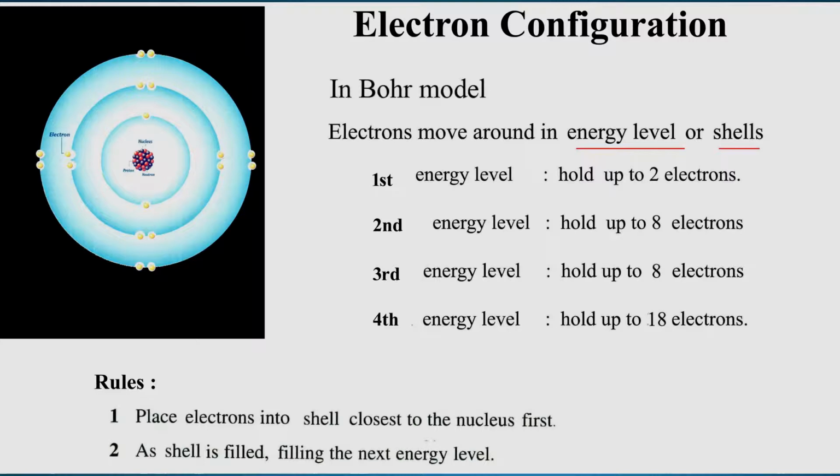So when we place electrons, keep in mind you always fill the inner shell first. When the inner shell is filled, you fill the next level. When this level is filled, you fill the next level, and so on. So place the inner level first, then the second shell, then the third, then the fourth, then the fifth, and so on. Now I will show you how it shows on the periodic table.